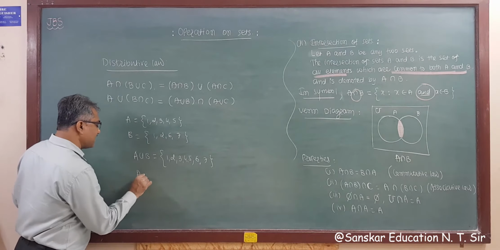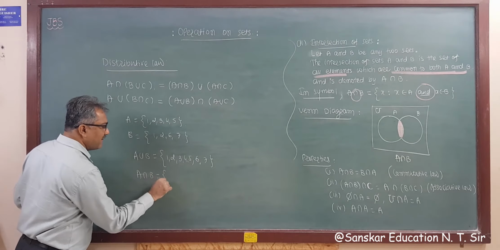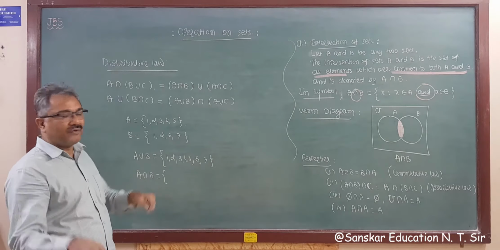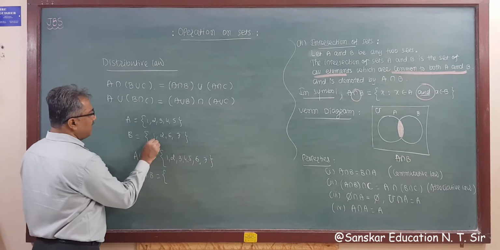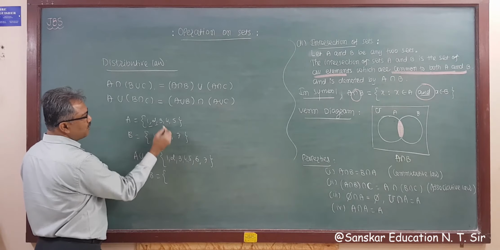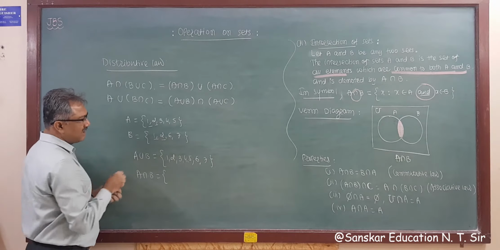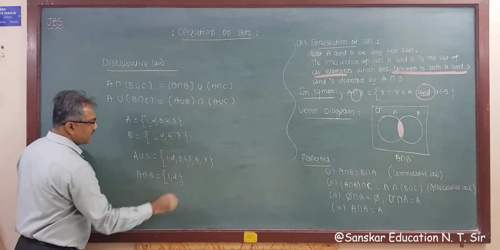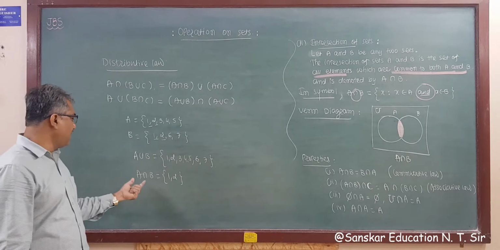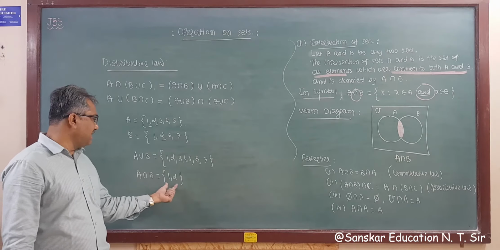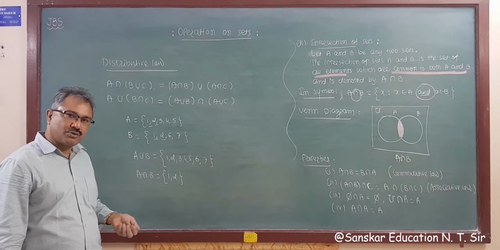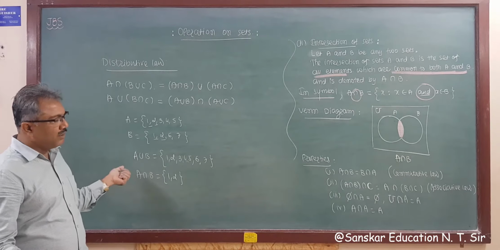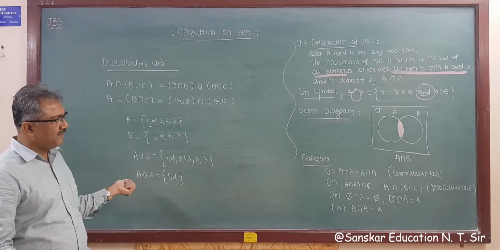Now A intersection B means, by definition, the common elements of A and B. So here 1 is common, 2 is common, and no other elements are common. So A intersection B is the set {1, 2}, right? So you understand this properly, okay?